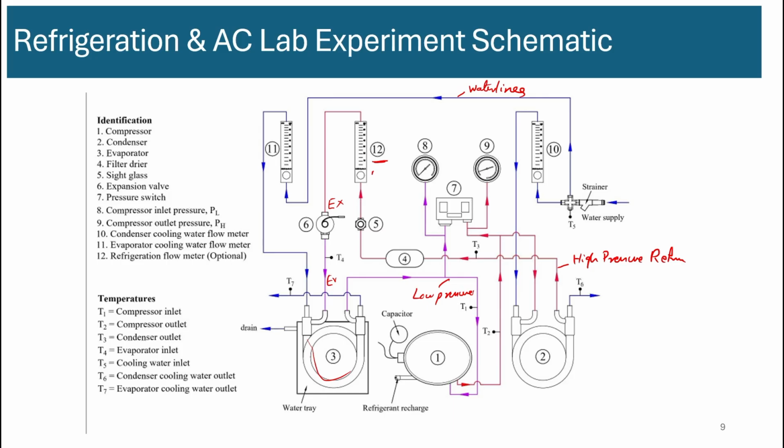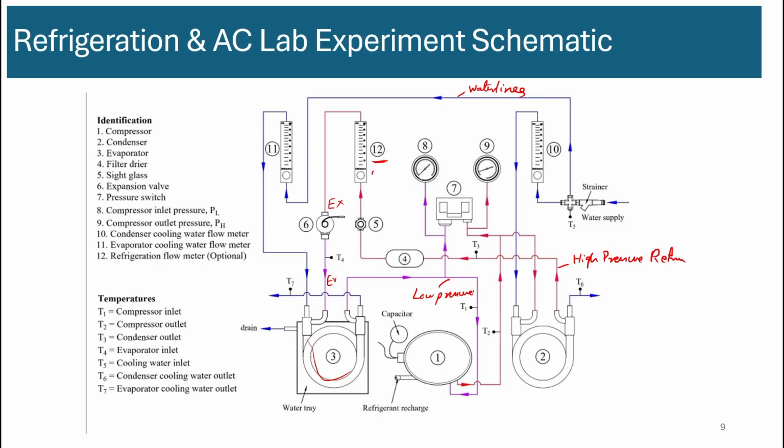Now, if you look at the measurement systems, you already have two water flow meters, 10 and 11, and then you have a refrigerant flow meter, 12. There are two pressure sensors, one connected to the red line, which is high pressure, and the other connected to the purple line, which is low pressure. 9 measures pressure in the condenser, 8 measures pressure in the evaporator.